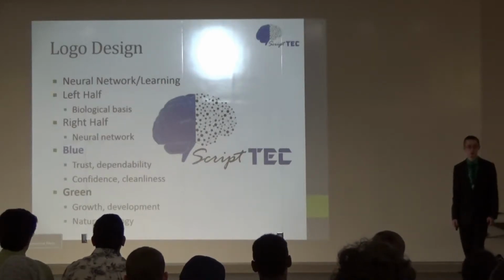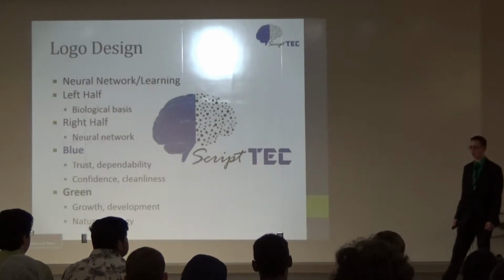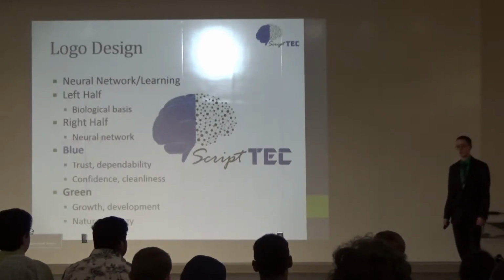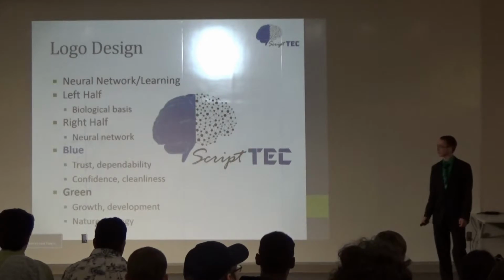The colors I picked were blue and green. Blue because it represents trust, dependability, confidence, and cleanliness. And green represents growth, development, as well as nature and biology, which again is what neural networks are based on.